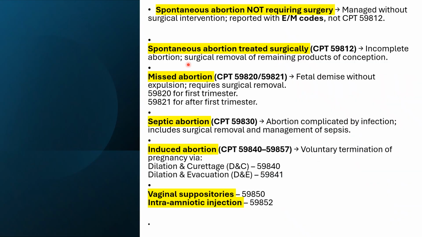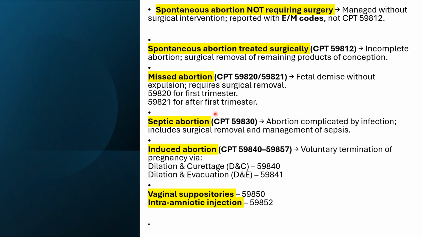Now let us look at the codes for abortion. The code depends a lot on how the abortion has been treated and whether it was complete or partial. All those things we need to take into consideration, because if it is a spontaneous abortion without surgical intervention, then we can write an E/M code. But if it is a spontaneous abortion treated surgically, then the code is different because it is incomplete and we will have to intervene. And if it is a missed abortion, then the trimester is also an important consideration.